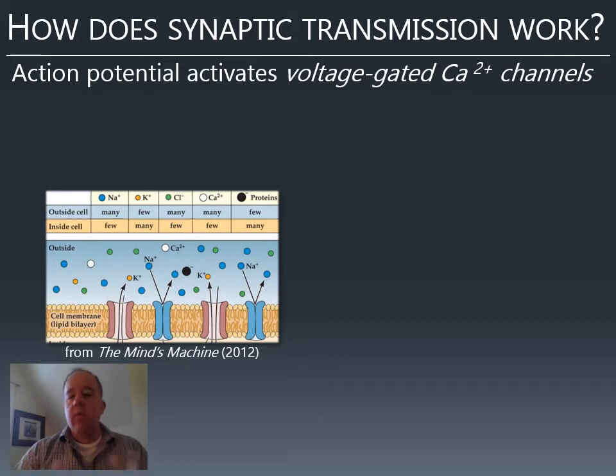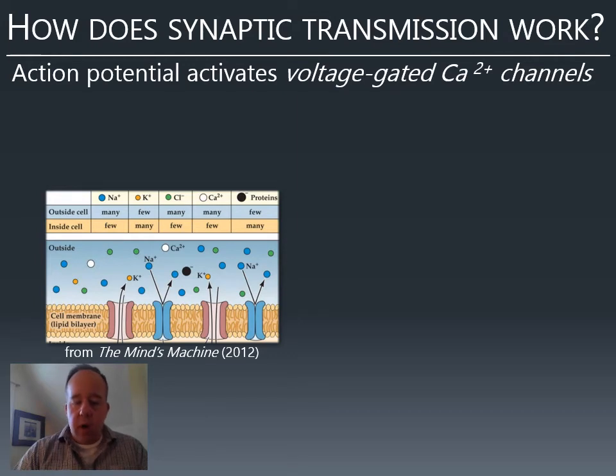And so sodium, when it's sitting out there outside the neuron, it can't get in because the channels are closed. When the voltage changes, when there's a stimulus, then those channels start to open, and now sodium can come in. Calcium channels work the same way.